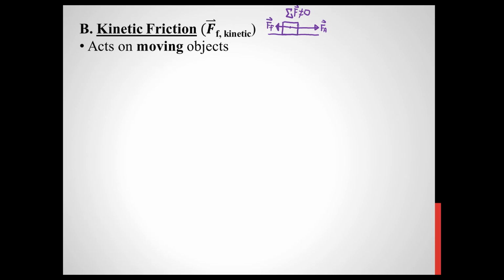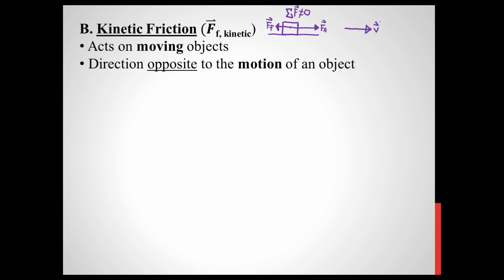If I look at the tug of war winner between the applied force and the force of friction, the applied force wins. It's larger in magnitude than the force of friction. So my object is going to move. In this case right here, the velocity of the object would be towards the right. The direction of the force of friction is always opposite to the direction of motion.